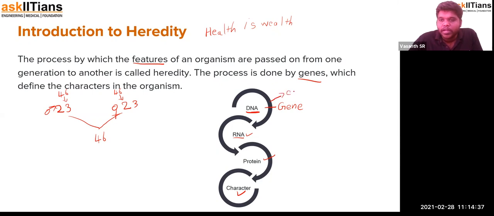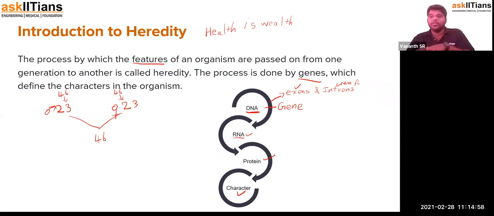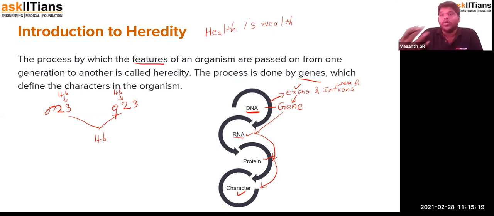We call them exons and introns. You will learn this in detail in higher classes. Exons are functional DNA and introns are non-functional DNA, which will not be coding for any kind of characteristics. It might be having a hidden work. Those exons will be combined to form genes, and these genes express to form RNA. RNA expresses to form protein, and these proteins express to form the characteristics of an organism.